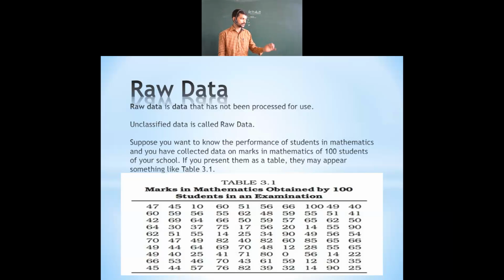If you present them in a table, they may appear something like this. With data collected from 100 students in table format, I have gathered the information: first student 47, second 45, third student 10, fourth student 60, and in the same way till the 100th student, who has taken 25 marks. Now, this is the data I have collected. This is raw data. This is not assembled. If I want to assemble it, what do I have to do?